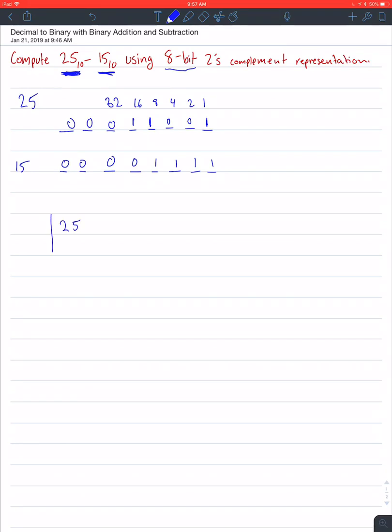You'd start by writing your 25 here, and you just divide by 2 each time. So 25 divided by 2 is 12. But then if I have 2 times 12, that gives me 24, right? I want to end with 25, so I need that plus 1. So I need a remainder 1 here. Now I divide by 2 one more time. 12 divided by 2 is 6. And then there's no remainder there.